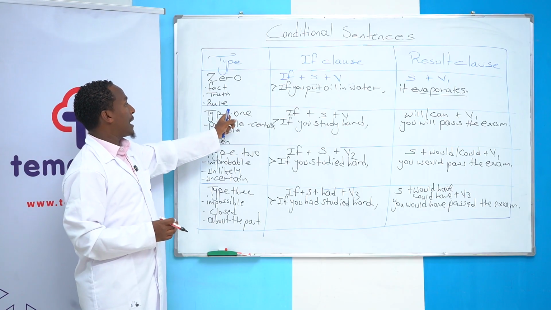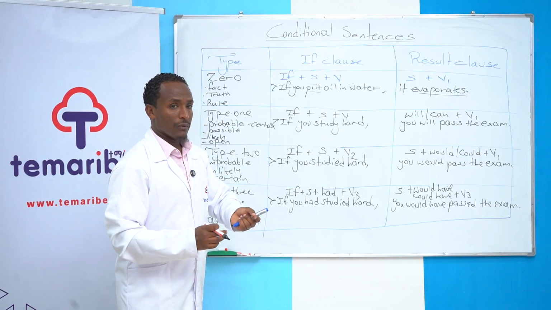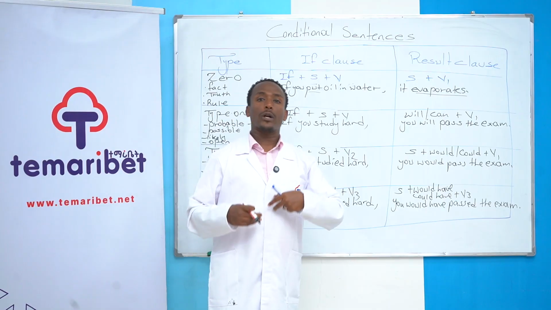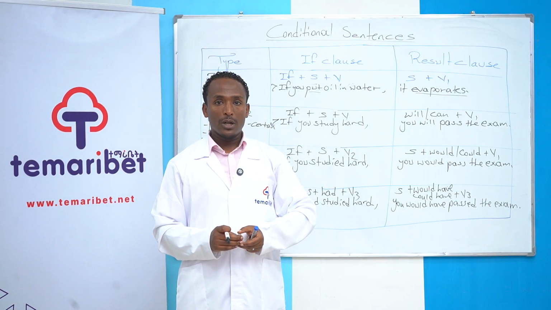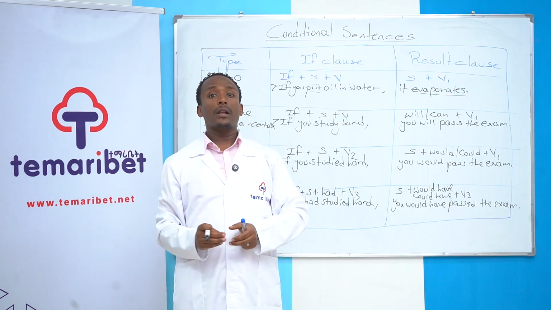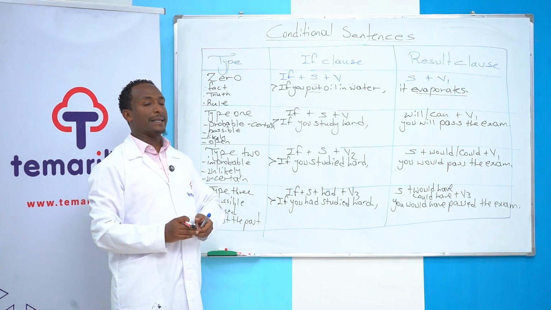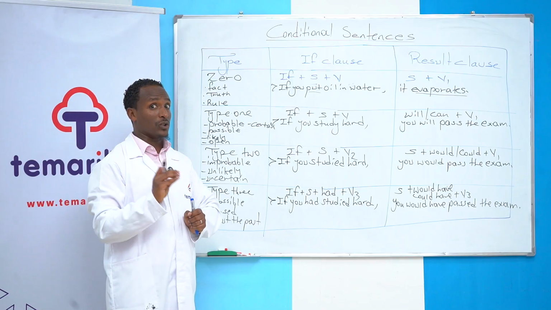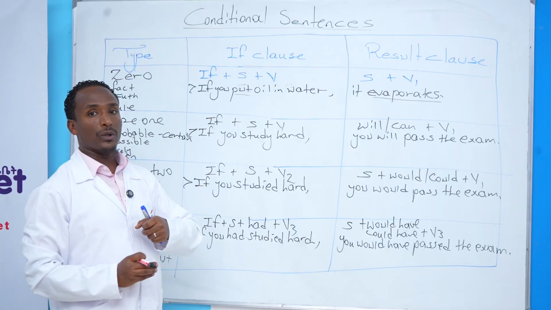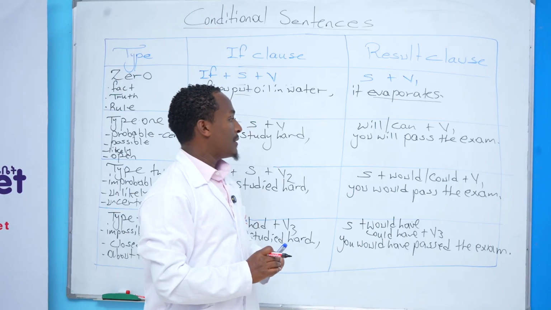For conditional type 1, it is probable, it is certain, it is likely. So we use verb 1 for the if clause and will plus verb 1 or can plus verb 1 for the result clause, which means something happens and the result will follow. What about conditional type 2? It is improbable, it is unlikely, and it is uncertain, but it is not impossible. So the pattern is subject plus verb 2 in the if clause and would or could plus verb 1.